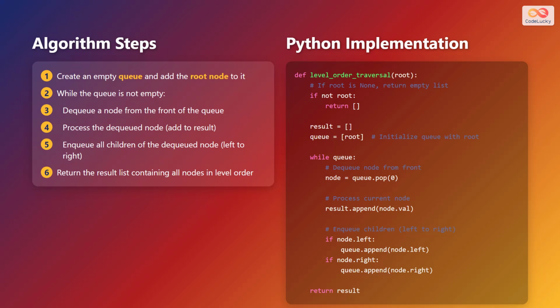On the right is a Python implementation of the algorithm. The function level order traversal takes the root node as input. If the root is None, then it returns an empty list. Otherwise, it initializes a result list and a queue with the root node. While the queue is not empty, it dequeues a node from the front, processes it by appending its value to the result, and enqueues its left and right children if they exist. Finally, the function returns the result list.